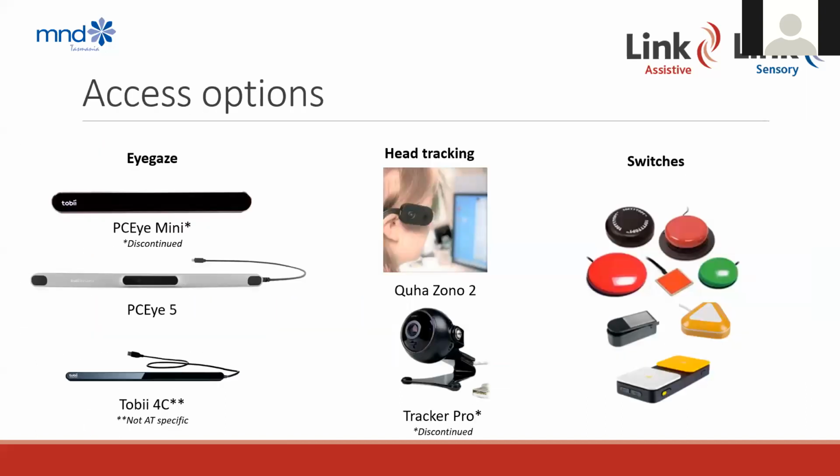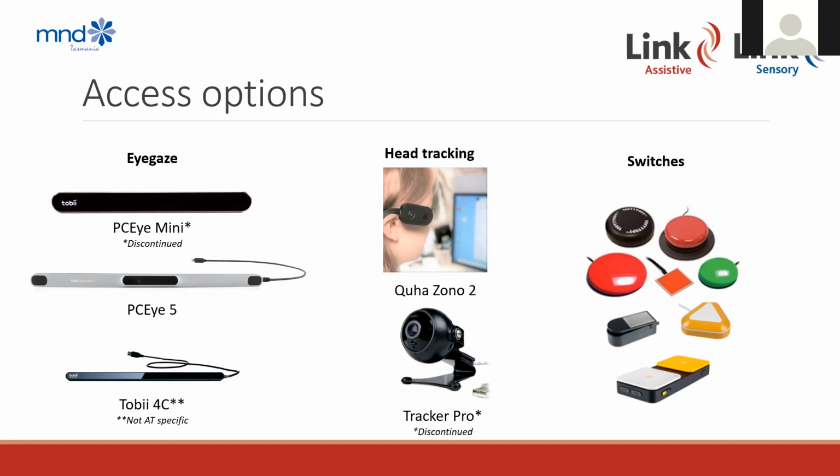Okay. So hardware, software, the other main decision to make is the access options. Within the MND Tasmania Equipment Loan Library, you have a number of different access options. You have some eye gaze access options, some head tracking access options, and some switch access options.